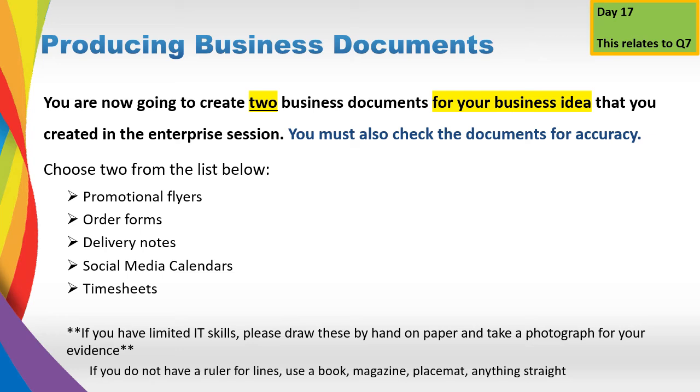If you do have limited IT skills, you can draw these out on paper and take a photograph for your evidence. But make sure that they are being presented really, really nicely for me. So, for example, if you don't have a ruler, use a book or a magazine or a placemat or anything straight that you've got at home, so that it is looking still professional.